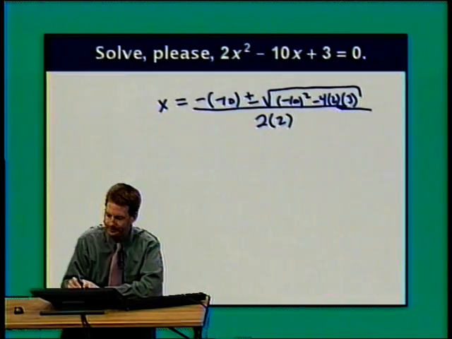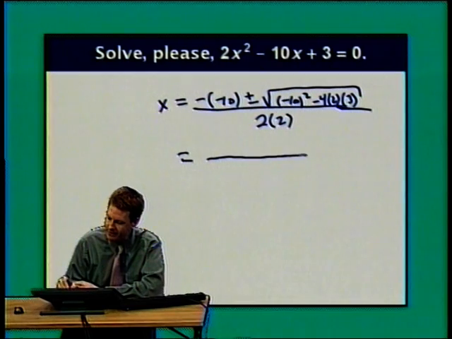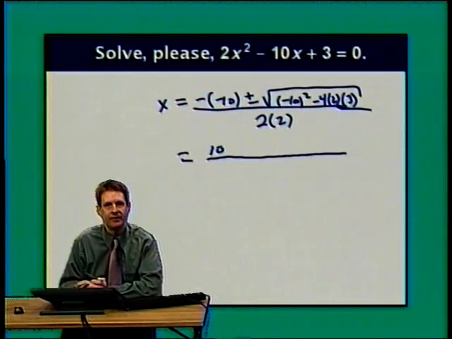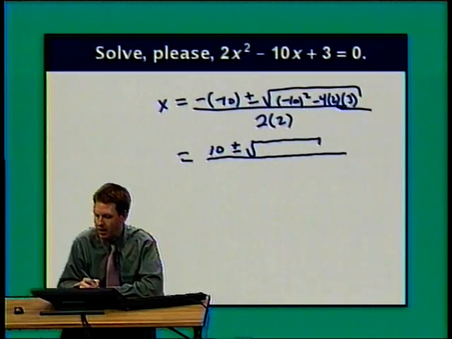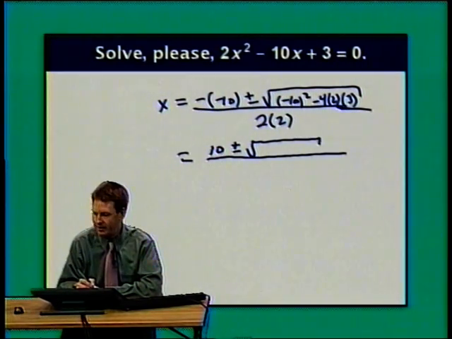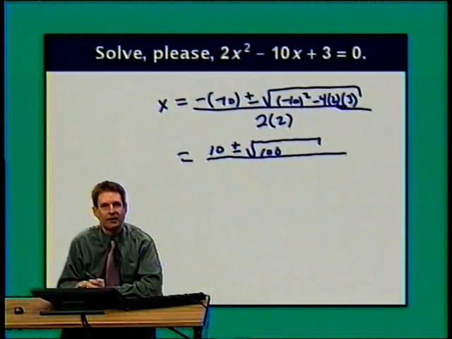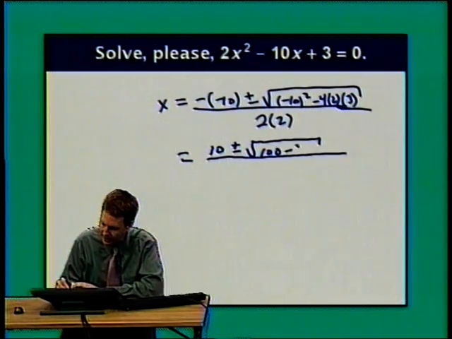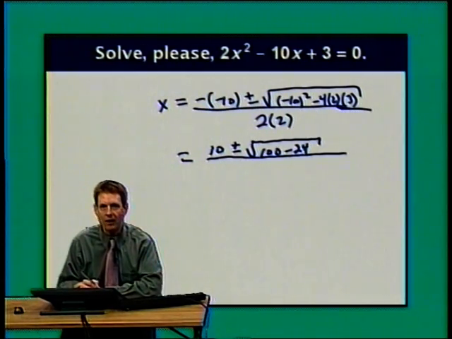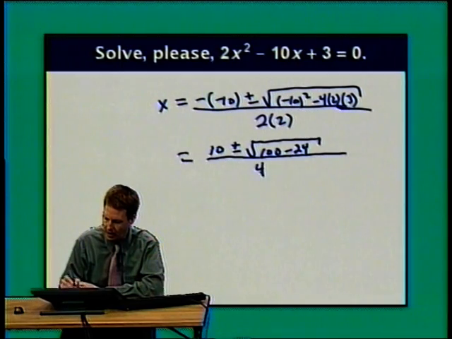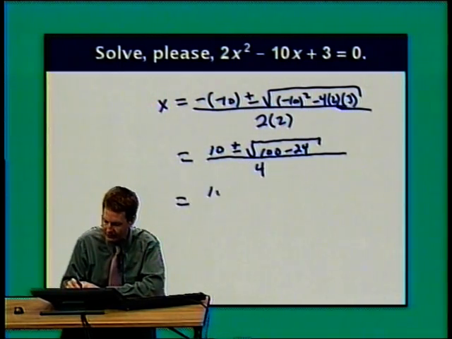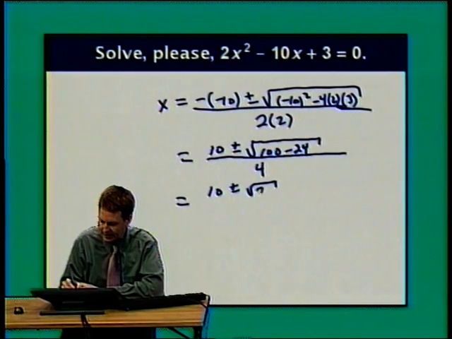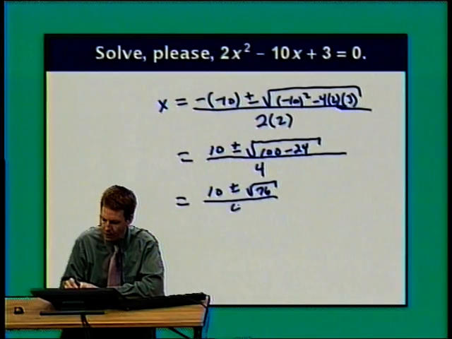Let's simplify. The opposite of negative 10 is positive 10. We have plus or minus the square root of the square of negative 10, which is 100, minus 4 times 2 times 3, that's 24. And this is all taking place over a denominator of 4. So what do I have? I have 10 plus or minus the square root of 76 all over 4.